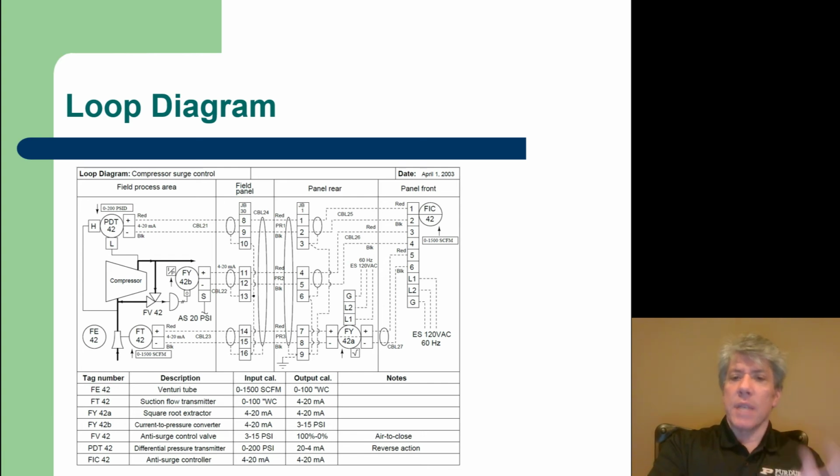So this is nice because there's a lot of detail. There's even information about how these various things are powered. For example, you notice flow indicating controller 42 has terminals L1, L2, and G. So L1, L2 would be line, basically a hot and a neutral, and G would be ground. And then, of course, FY42A has some terminals above it, G, L2, L1, similar to what we have for the flow indicating controller, just 60 hertz, 120 volt AC standard current available, AC current, to operate that device.